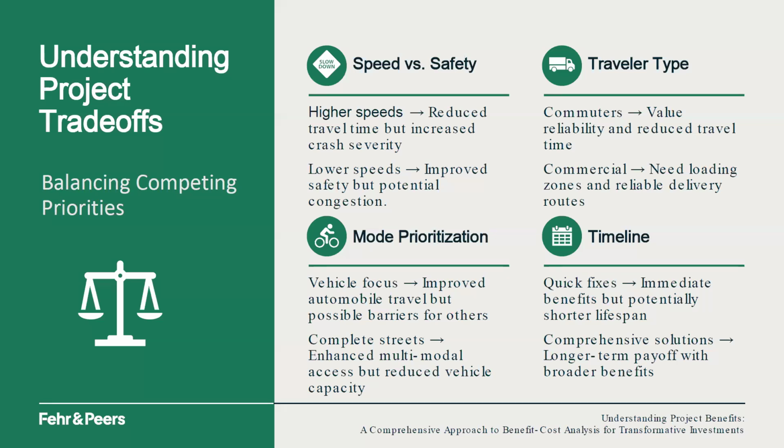Also modal priority, right? If it's a vehicle focused project, it might make things safer and more efficient for vehicles, and people might shift out of transit. That's kind of the idea of the induced demand. If you make it faster or safer, people might shift, or maybe drive who had not driven in the past. But maybe a complete streets project defocuses the auto, but focuses on other modes. But you still have that same right of way, and you have to determine how to appropriately use that.